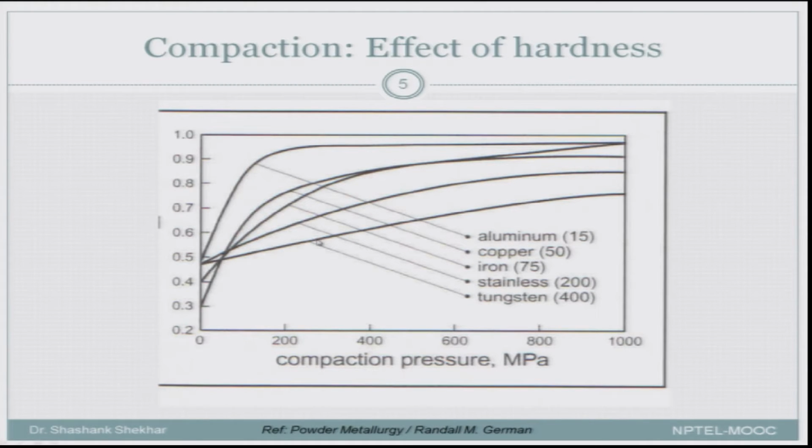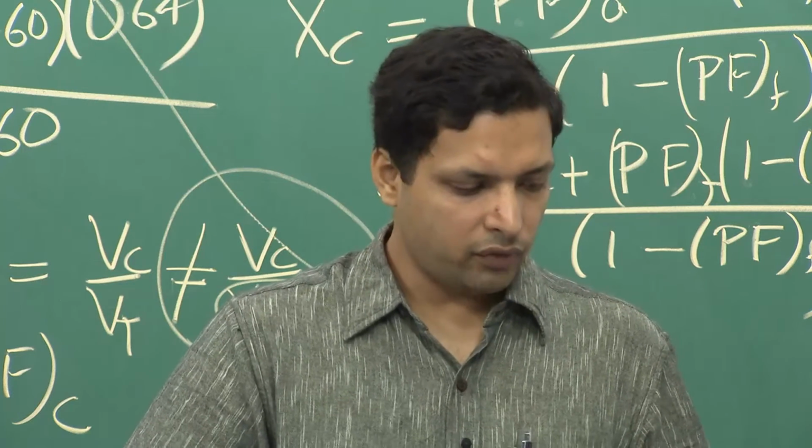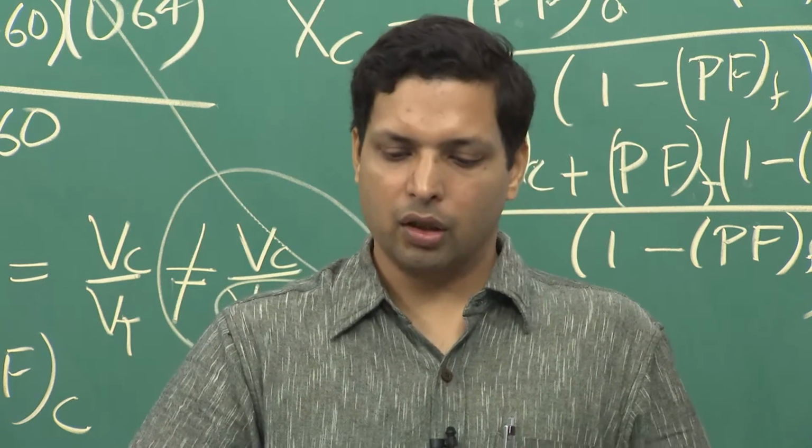There is just some amount of rearrangement, but almost negligible or very small deformation, and because of that the maximum relative density you achieve in tungsten is also very poor compared to, let us say, aluminum. Over here, just by compaction, you are able to get 0.95 relative density, or 95% relative density. So, hardness also has an important role to play, other than the class of material. Next, what we want to look at is friction analysis.